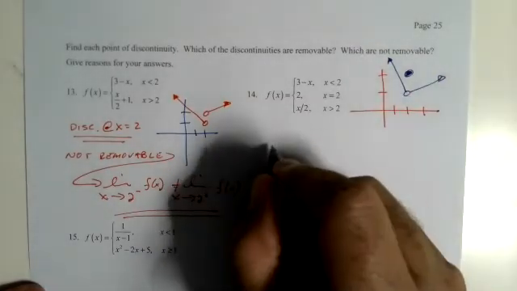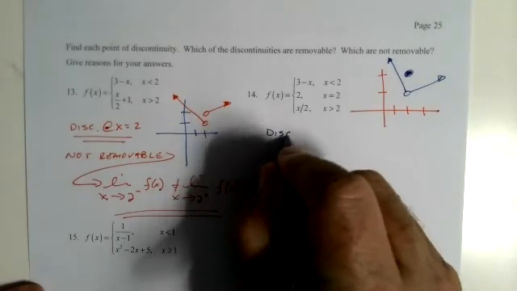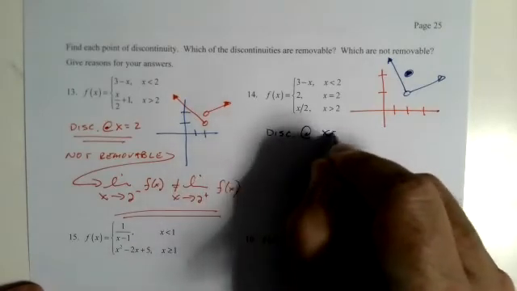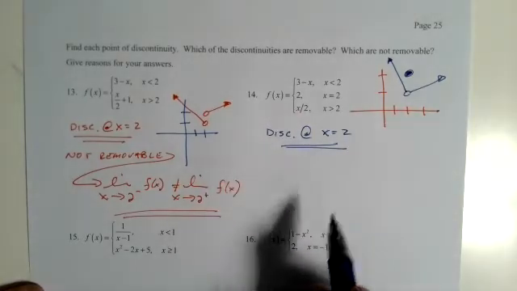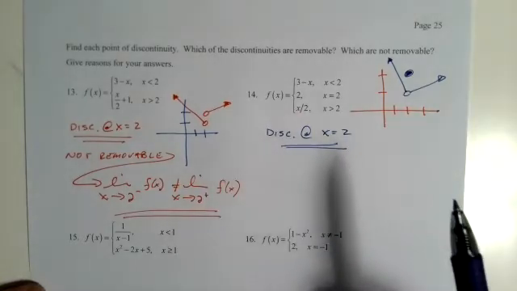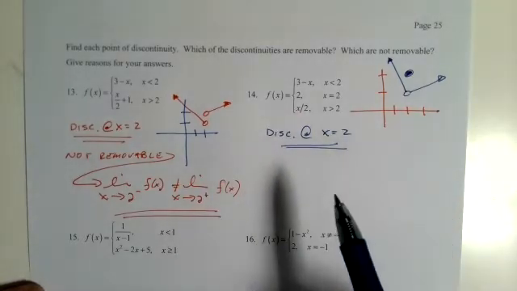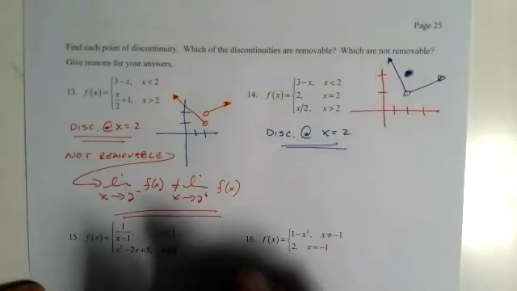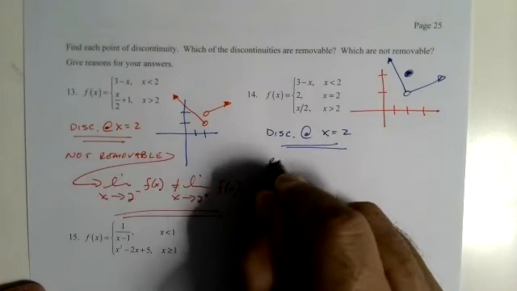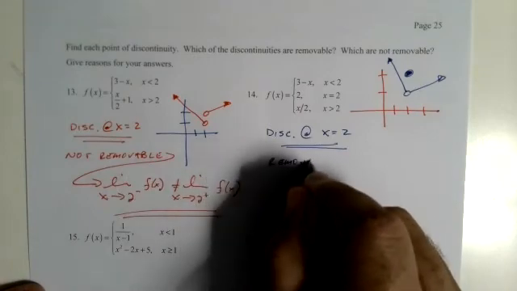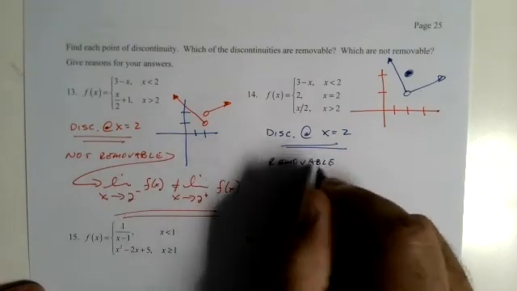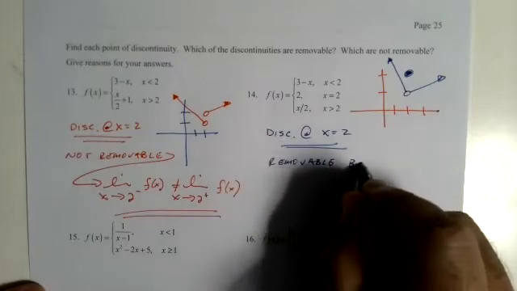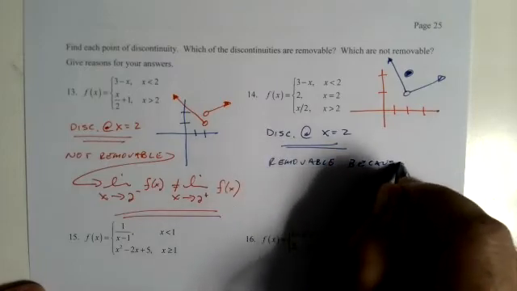Okay, discontinuity again at x equals 2. They get the whole removable thing. Again, I don't like this, but fine. We'll call it removable, where we could redefine the function. Certainly nothing to get worked up over. And again, it's just all about definitions.